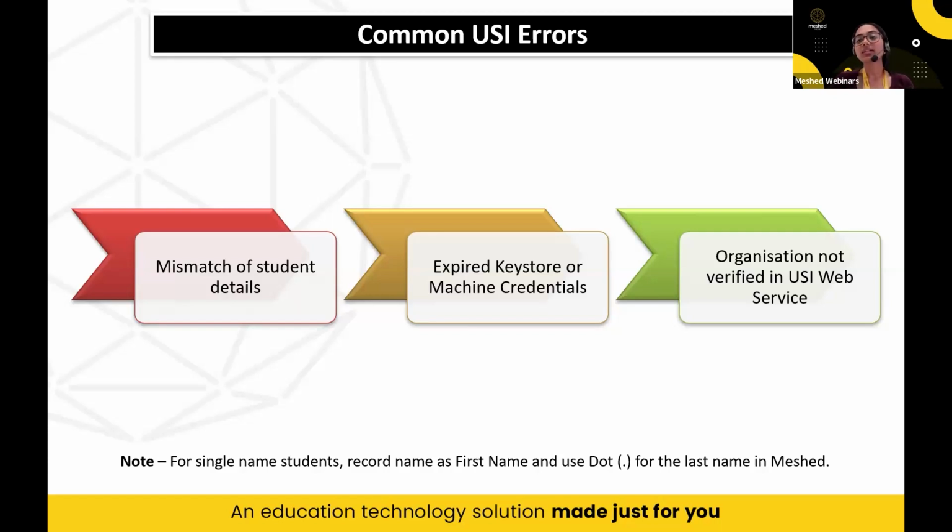And finally, if your organization is not verified in the USI web service, this error usually appears when you have not filled up the system access request form, which is the first step, or if the access granted by USI web service to your college is limited, or the organization details such as ABN number, legal name, and others do not match with USI. So these are the three most common errors that you will see in the system when USI integration is operational.